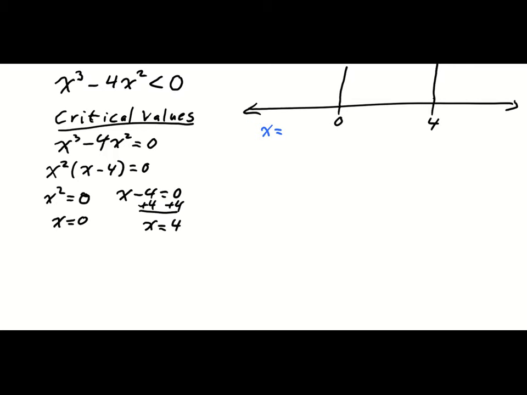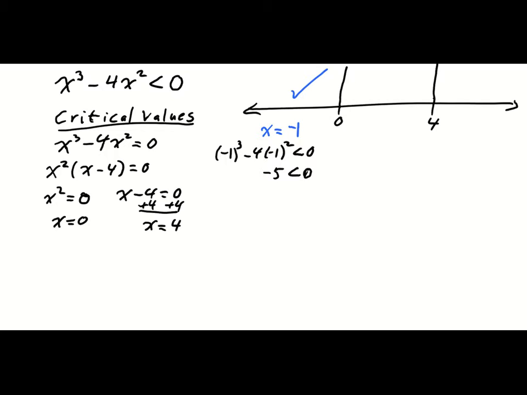Let's let x equal -1. It's easy to calculate with. So we get -1 cubed minus 4 times -1 squared is less than 0. If we calculate the left side, we get -1 minus 4, which is -5. And that is indeed less than 0, so that is true. So that region will be part of our answer.